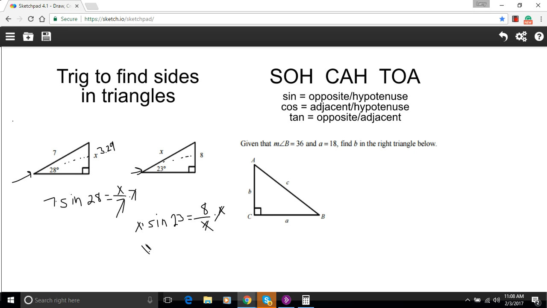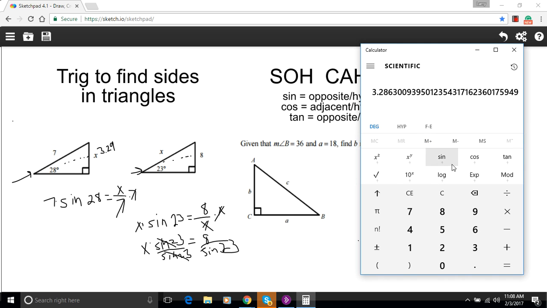Let me just rewrite this. We have x times the sine of 23 equals 8. And to solve for x, we would need to divide by the sine of 23. So 8 divided by the sine of 23. Over here, these sines of 23 cancel. We just get x. So x equals 8 divided by the sine of 23.